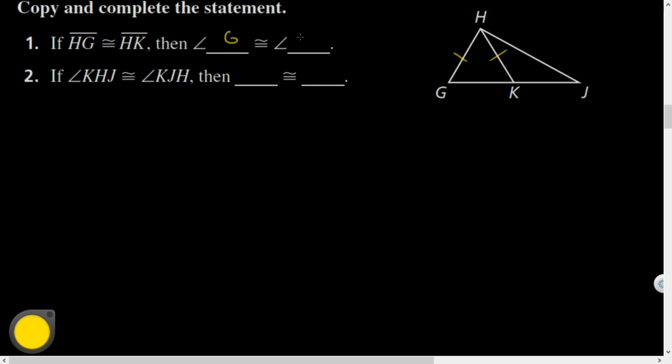Angle G and HKG. I knew which one you were talking about. But we got to make sure they know which one they're talking about.